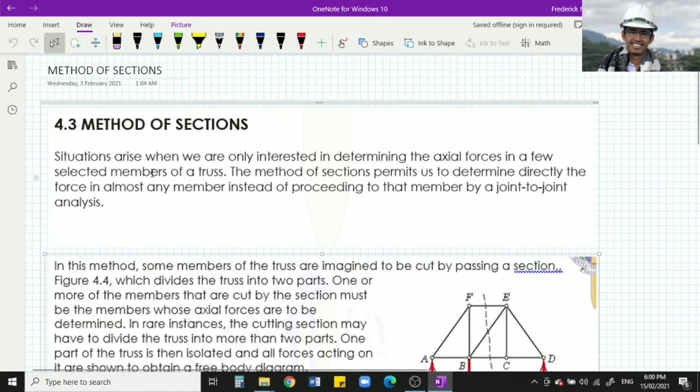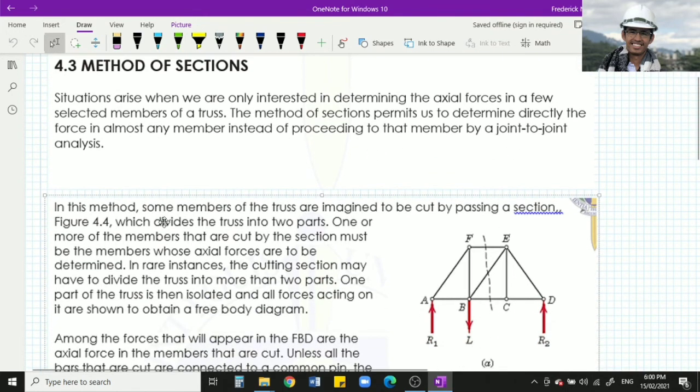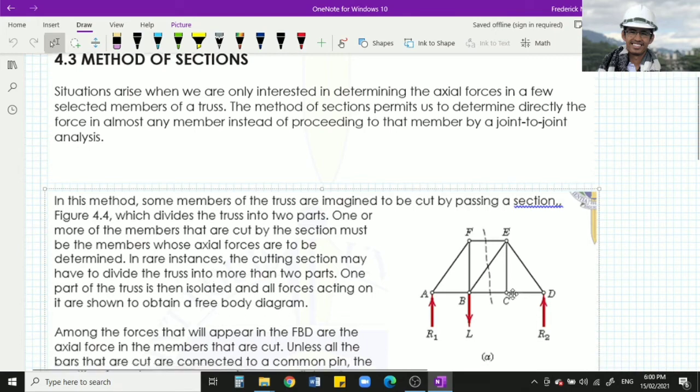So, situations arise when we are only interested in determining the actual forces in a few selected members of a truss. So, the method of section permits us to determine directly the force in almost any member instead of proceeding to that member by a joint-to-joint analysis. So, sa method of sections, kapag gusto lang natin kunin yung force ng isang selected member lang, we can use method of sections kaysa mag method of joints tayo na iisa-isahin natin, no?